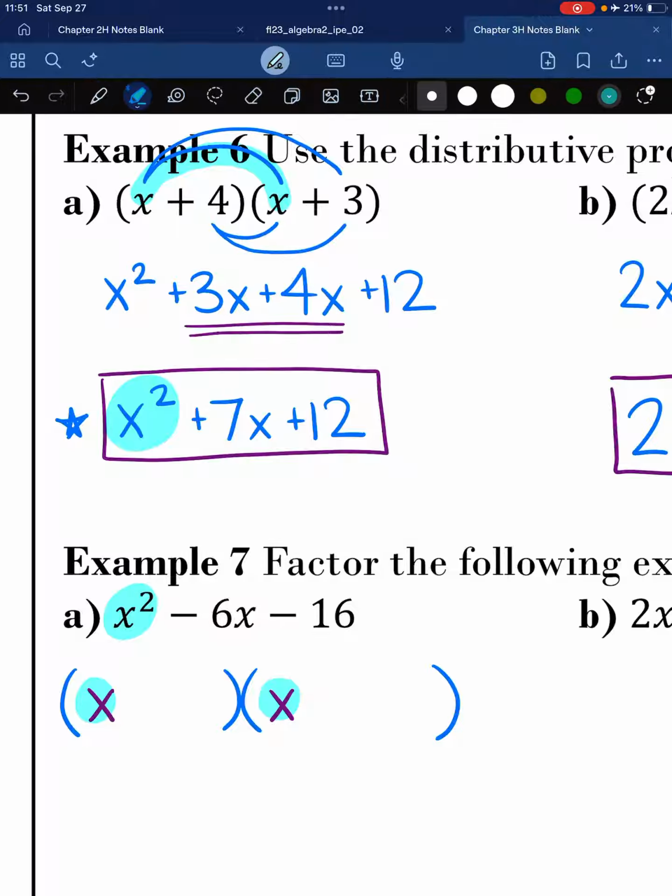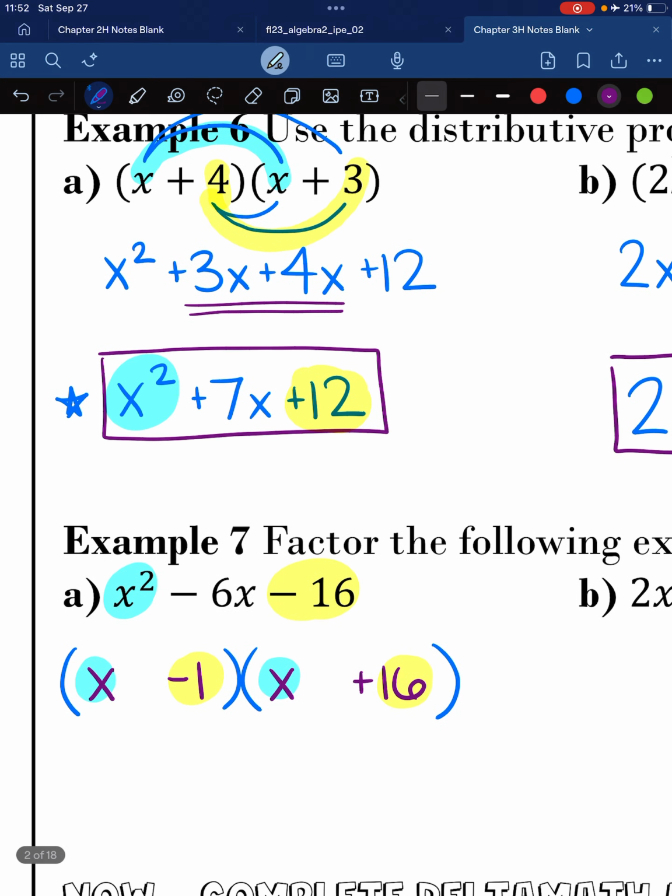Okay, so another easy thing to look at is this last term. Okay, it also did not combine with anything else. It came from this part of the foiling, right? So I know that this negative 16 has to come from multiplying 2 things here. And the question is, what do I put there? Because, I mean, there's a lot of different ways to get negative 16. Negative 1 times positive 16 equals negative 16. Okay, but that's not going to give me the right middle number, right?